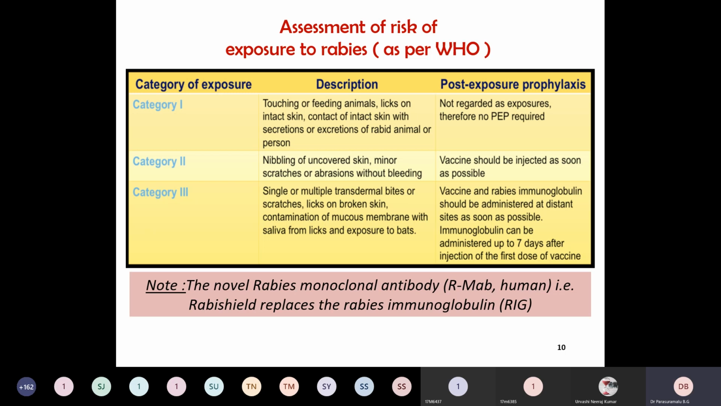Here the advantage of giving the intradermal regimen is that it is cost effective, that is you can save money, because in just 2 vials itself you can complete the schedule.